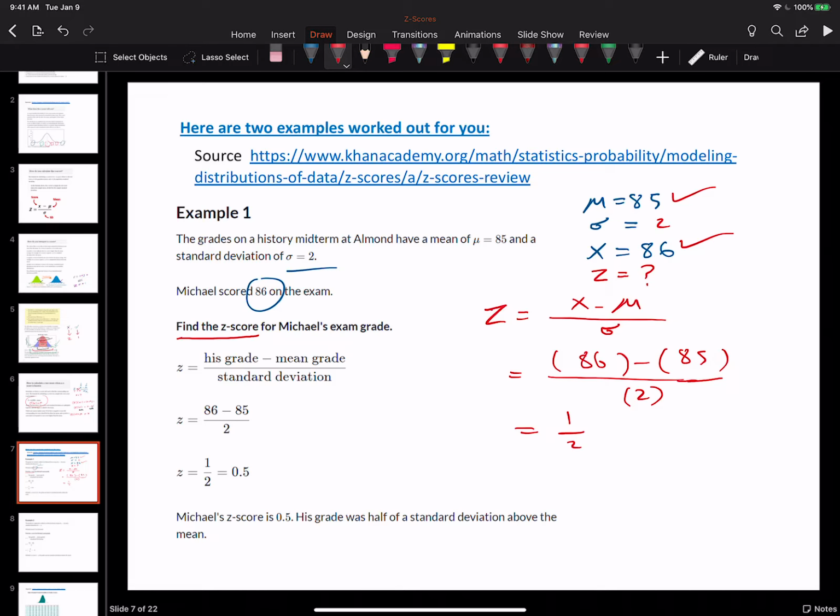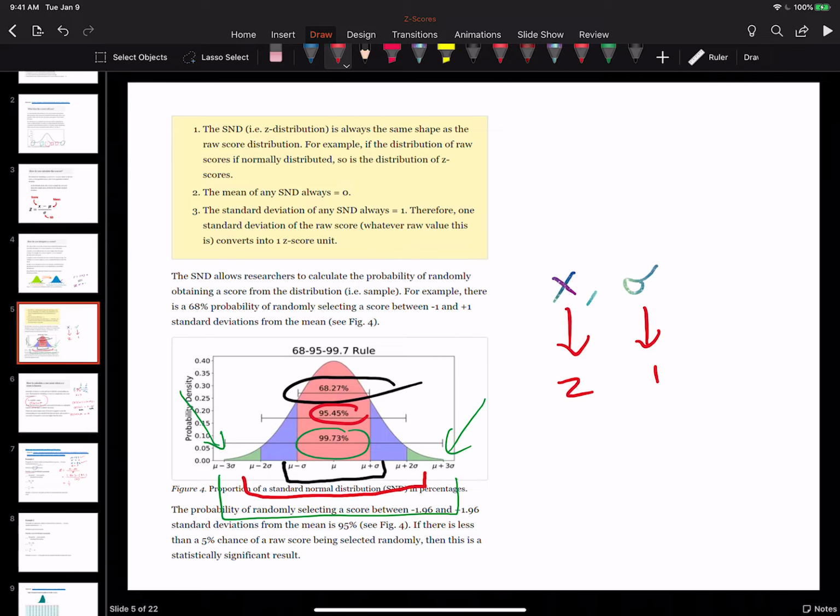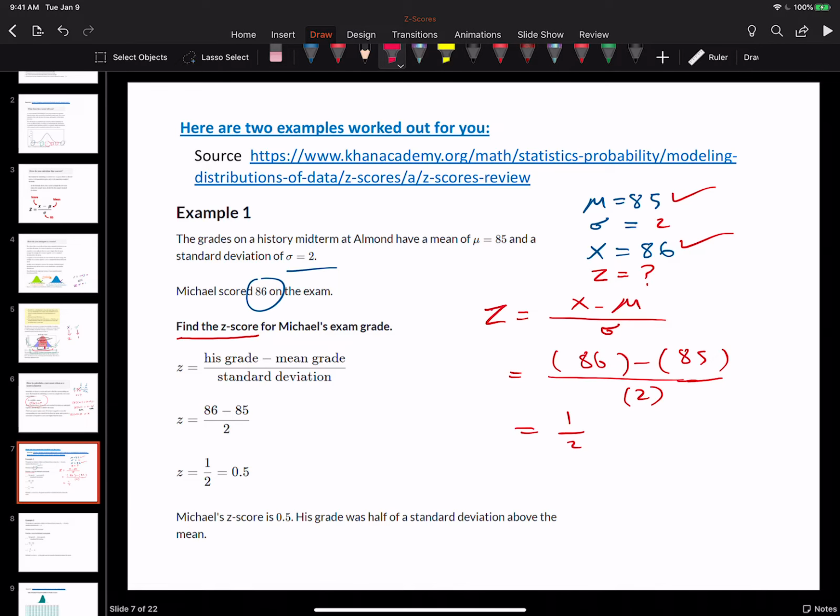So z is half. That means, looking at the graph, you are somewhere right here, which is not bad. You're above average, within half a standard deviation above. So Michael's z-score is 0.5. His grade was half of a standard deviation above the mean.